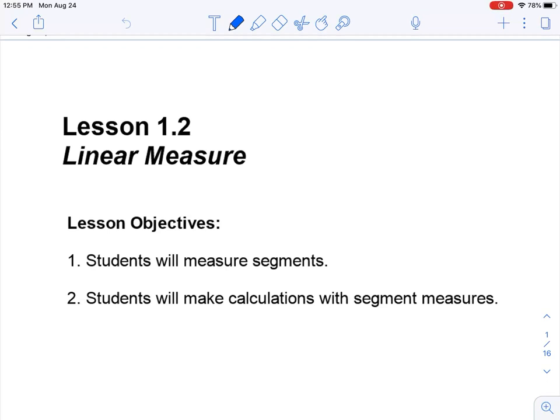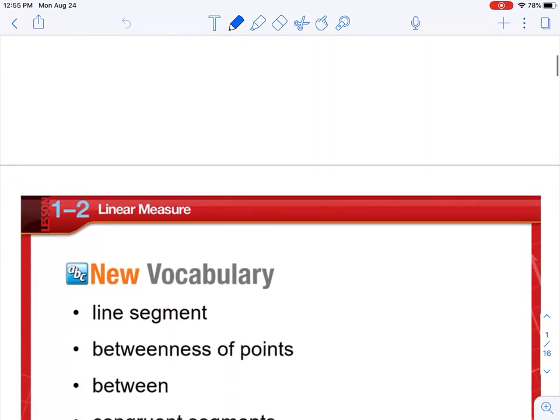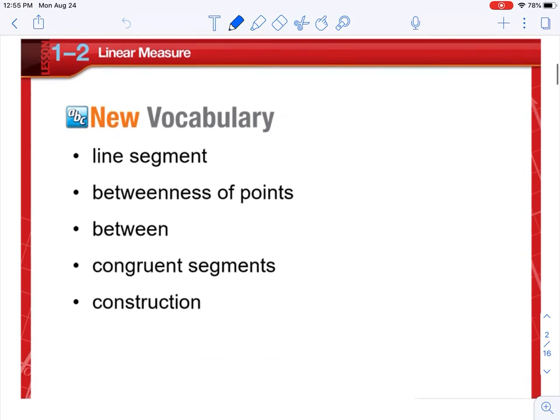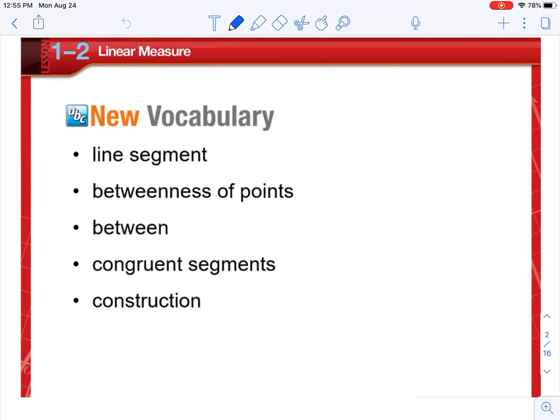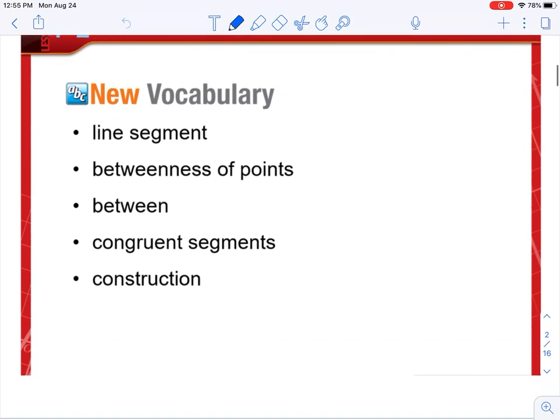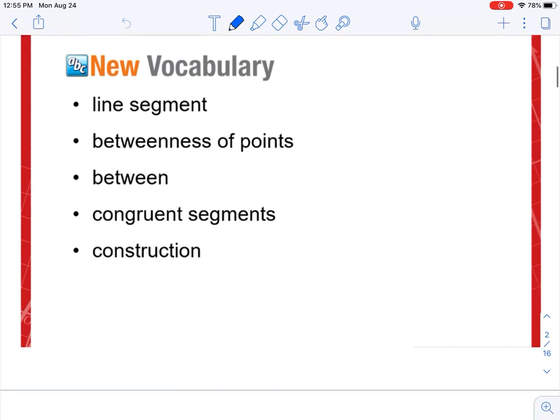Hello, today we are covering lesson 1.2 called Linear Measure. By the end of this lesson, you are going to be able to measure segments and make calculations with segment measures. Our new vocab this day is line segment, betweenness of points, between, congruent segments, and construction.